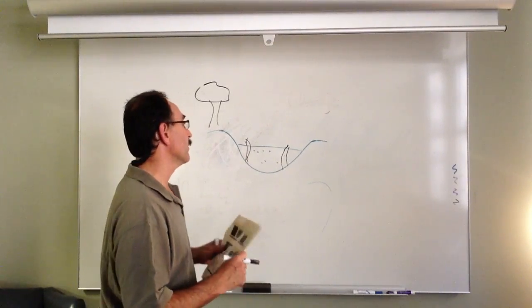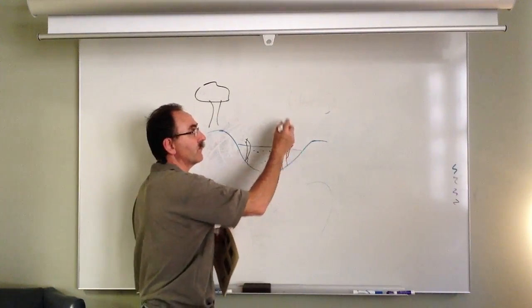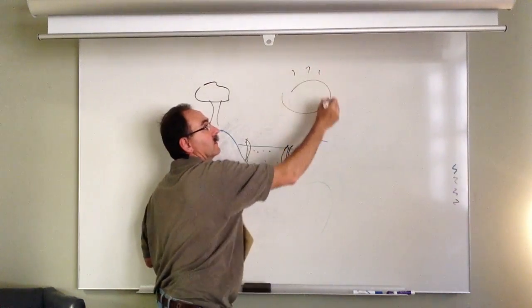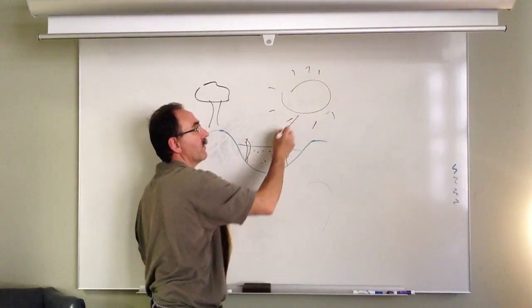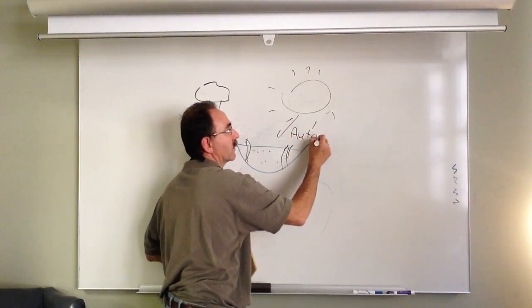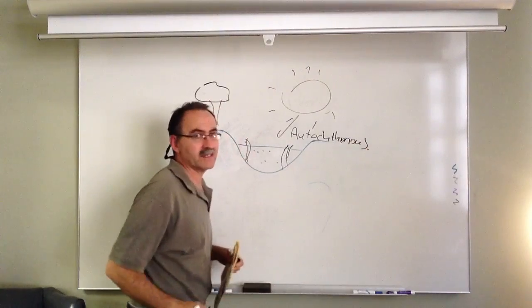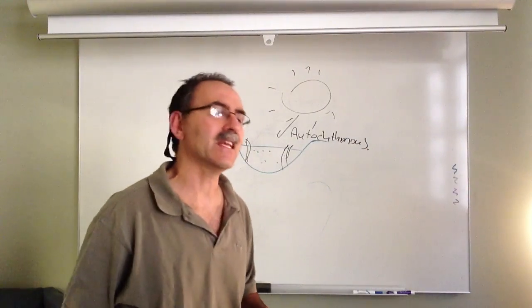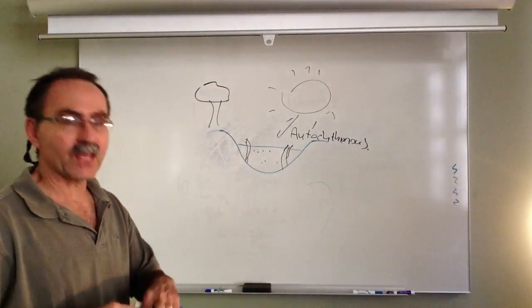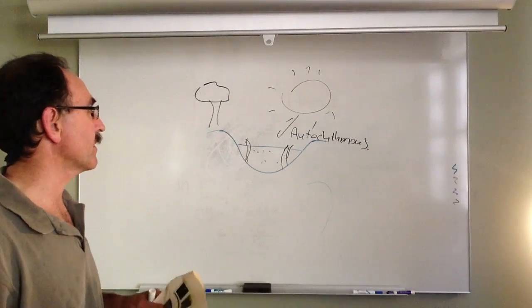Okay, so when energy is produced from within the stream because of photosynthesis, we call that autochthonous. Okay, autochthonous energy, that's AUTO, auto means self, okay, so autochthonous.